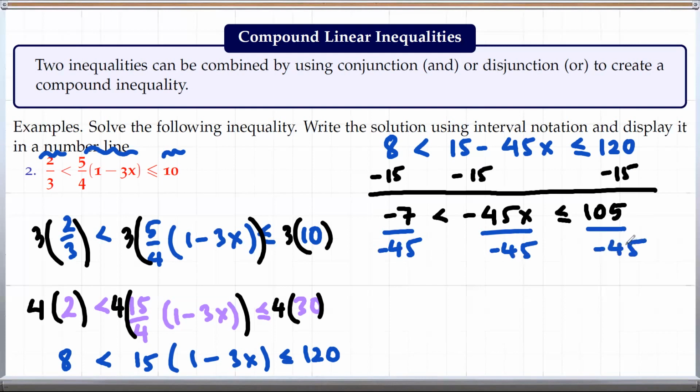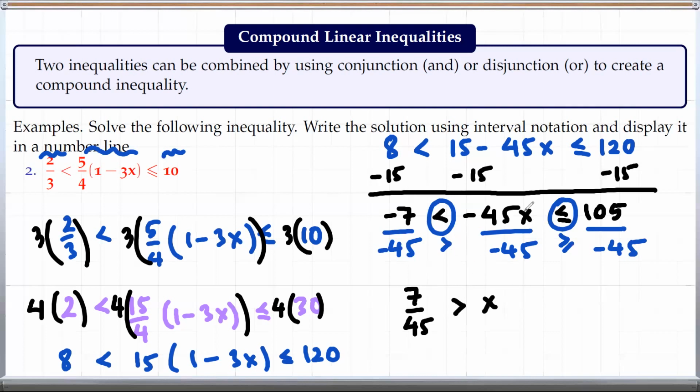But whenever we divide by a negative number, we need to flip the sign of inequality. So that will become like this, and this will become like this. So let's see what that will give us. Negative 7 by negative 45 is 7 by 45 here. So it becomes greater than.